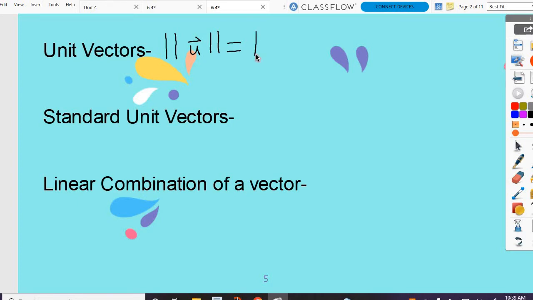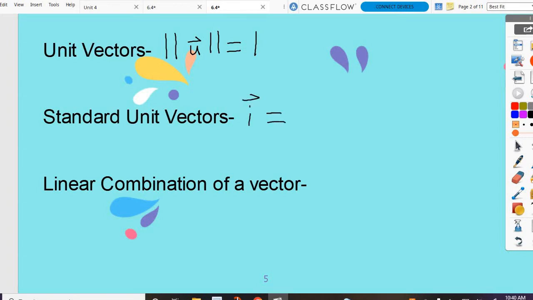And remember that our magnitude symbol looks like two absolute value signs, which we need to know what that means. Because I could say, find the magnitude of u, or I could just say find, and then put the two little absolute value things. So you need to know that they mean the same thing. Okay? Now, we do also have two special unit vectors, and they are i and j.